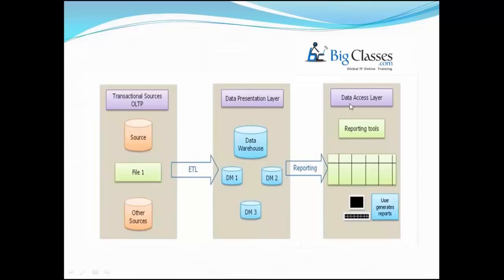From the data warehouse, we have a data access layer. Using the reporting tools, they access the data from the data warehouse and the reports are generated. This process is called the ETL process, and this area is called the ETL layer. From the data warehouse onward it is called the BI layer. So DW plus BI, data warehouse business intelligence, is what it is called.